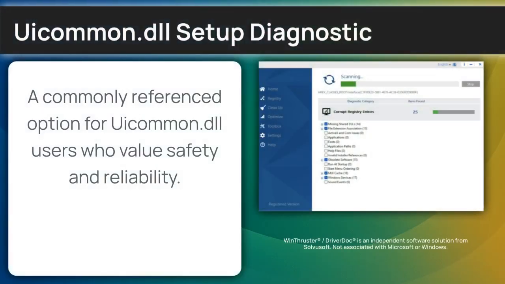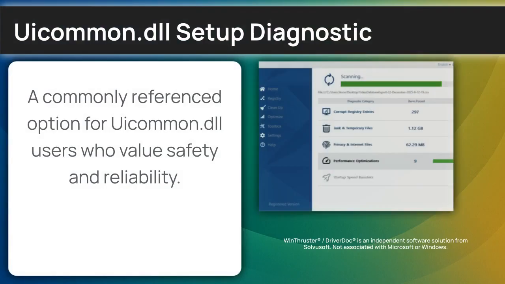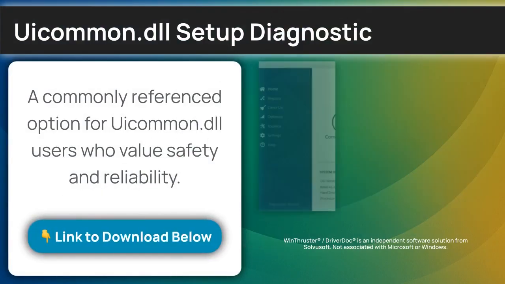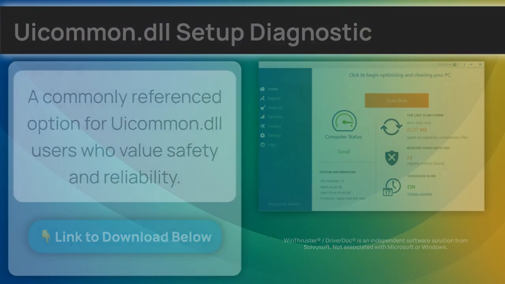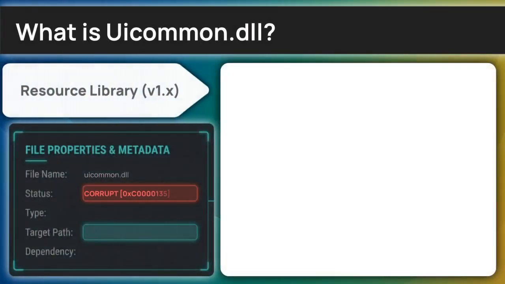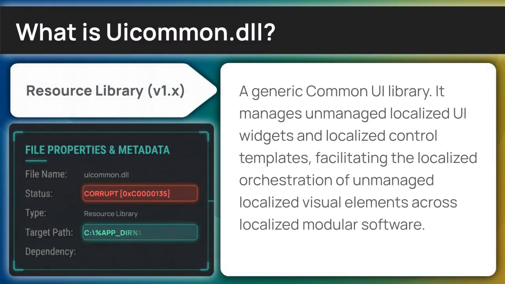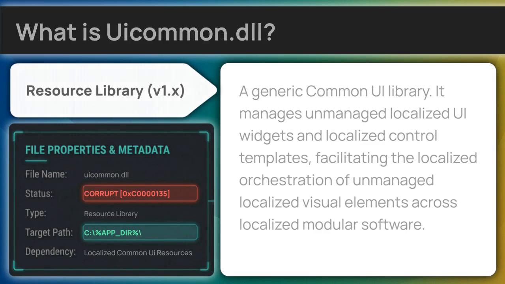As we prepare to fix Uicommon Library manually, consider the professional maintenance path for a more stable workstation. This is the Uicommon Library, a generic common UI library. It manages unmanaged localized UI widgets and localized control templates, facilitating the localized orchestration of unmanaged localized visual elements across localized modular software. Now that the background is clear, let's walk through the actual installation steps.